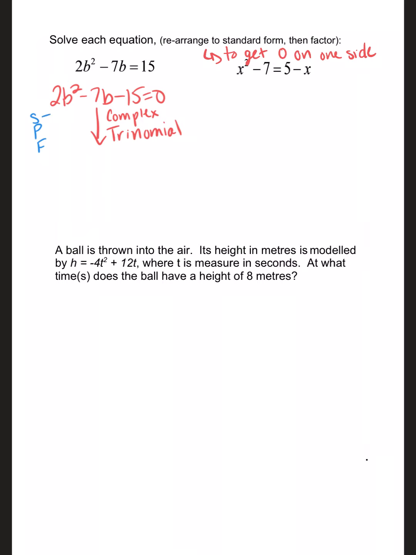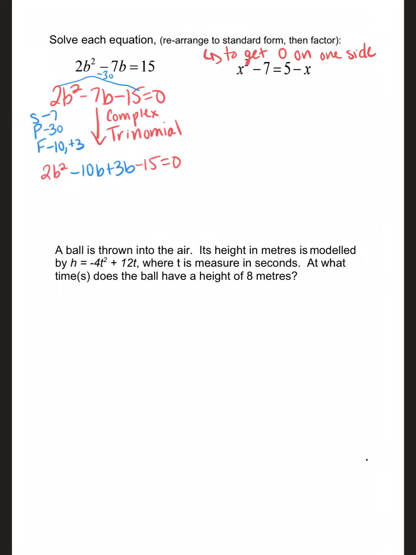So we'll need two numbers that add to negative 7 and multiply to a negative 30, right? Because we'll have 2 times negative 15 is negative 30. That's where that negative 30 comes from. So two numbers that multiply to a negative 30 and add to a negative 7, that's going to be a negative 10 and a positive 3. So I'm going to decompose or break apart my middle term using those factors. So instead of a negative 7b, we're going to have a negative 10b plus 3b minus 15.